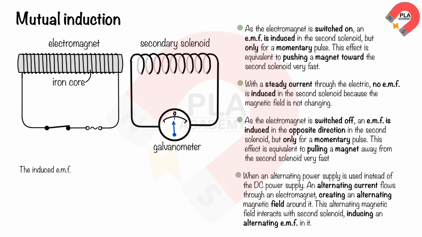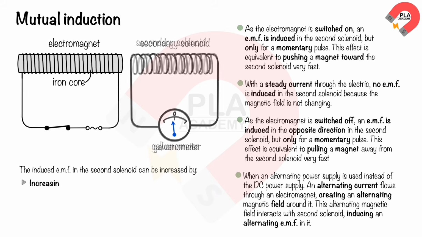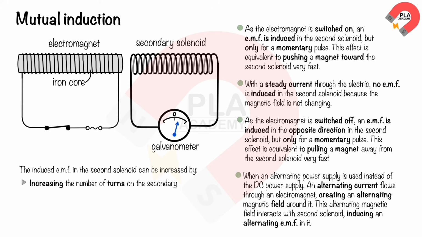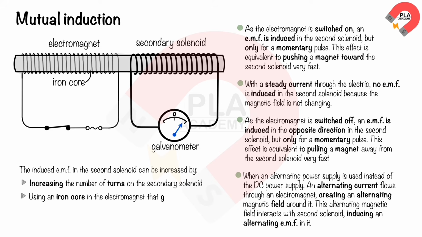The induced EMF in the second solenoid can be increased by increasing the number of turns on the secondary solenoid. Using an iron core in the electromagnet that goes right through the secondary solenoid. This principle is applied in transformers, where the mutual inductance between two coils allows for the efficient transfer of electrical energy between them.